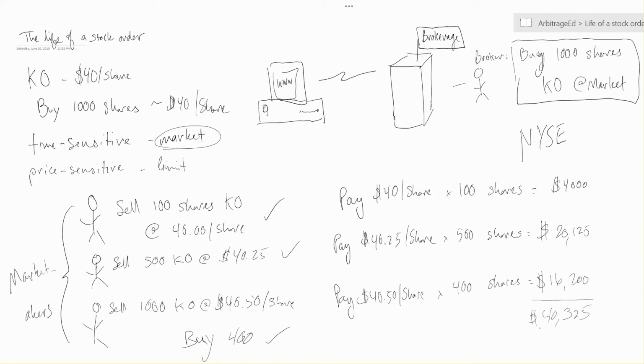And so the total amount we outlaid was $40,325. To summarize what just happened, your broker has purchased on your behalf 100 shares for $40 a share, another 500 shares for $40.25 a share, and the last 400 shares for $40.50 a share. And your total outlay was $40,325, and your broker probably will charge maybe a $10 commission, let's say. I totally just made that up, but let's say commission.